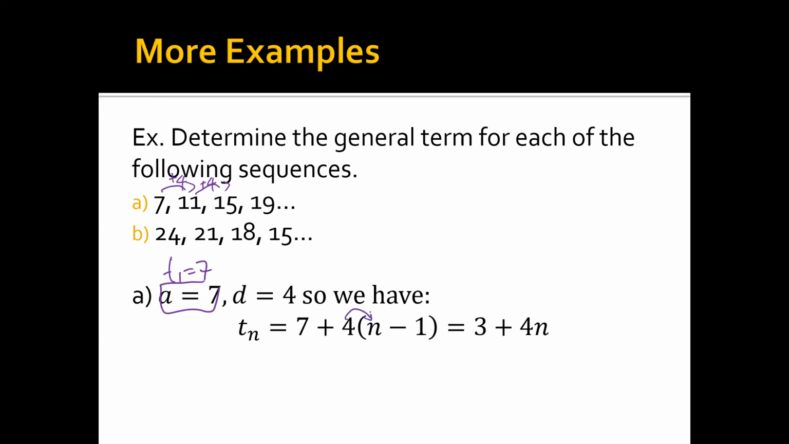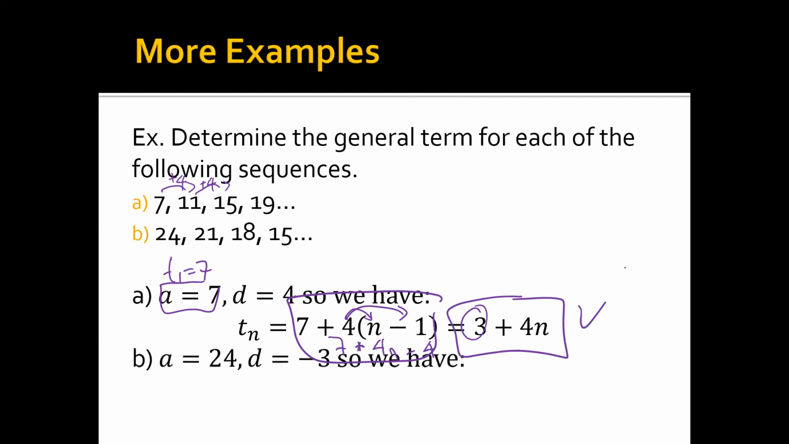Again, we can expand this out, and we end up getting 7 plus 4n minus 4. And then we know that 7 minus 4 is 3. So we end up with 3 plus 4n. So both answers are acceptable. You could either write this or you could write this. Both of them are totally acceptable.